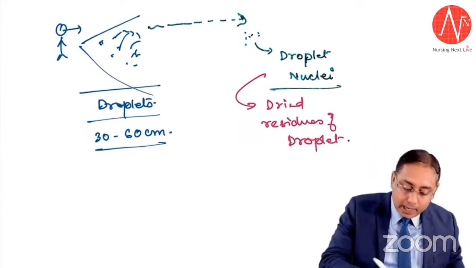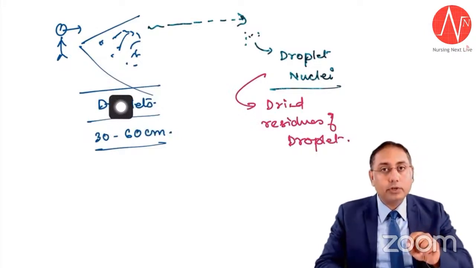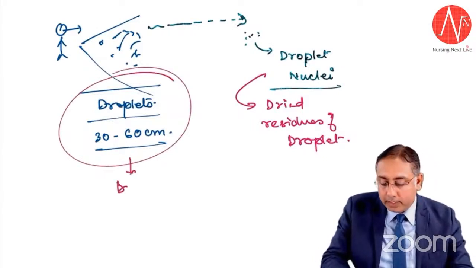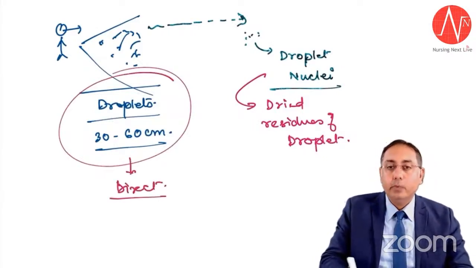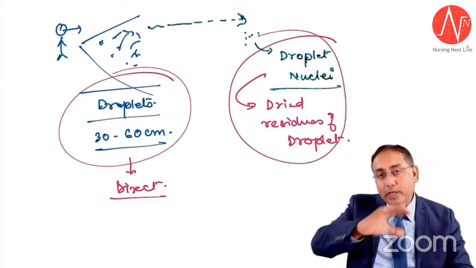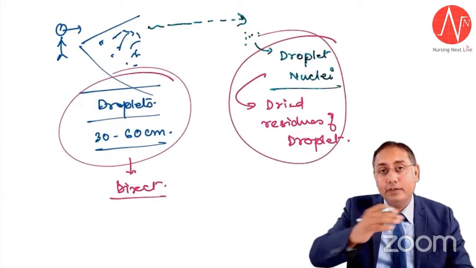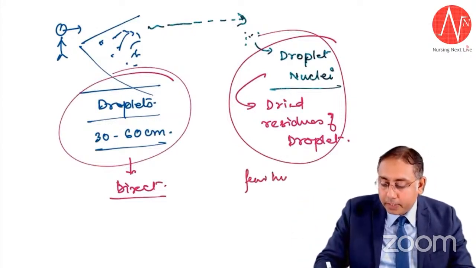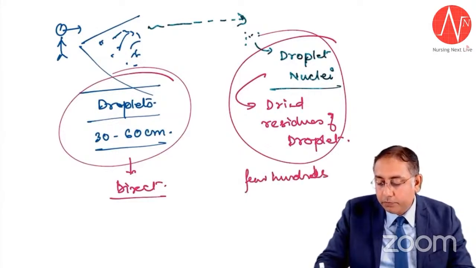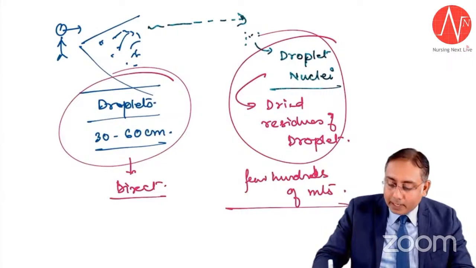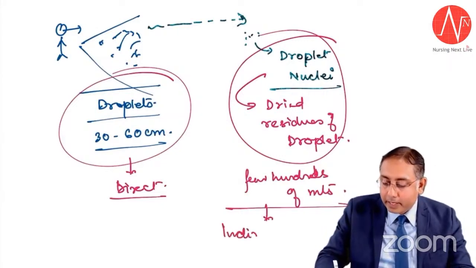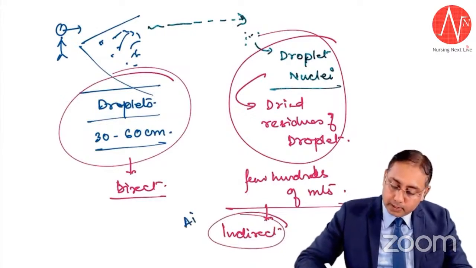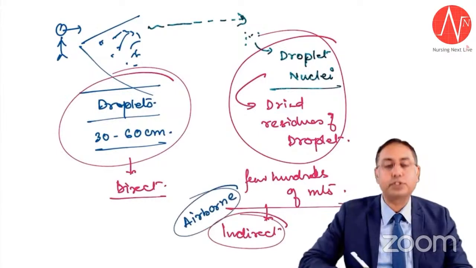Some infections can be carried via droplets, and because droplets spread only to a shorter distance, that is the reason we classify droplets as a direct mode of transmission. Whereas droplet nuclei may carry the infection over longer distances, a few hundreds of meters, and that is the reason they are put under the indirect mode of transmission. The droplet nuclei mode of transmission is what is called the airborne mode of transmission.